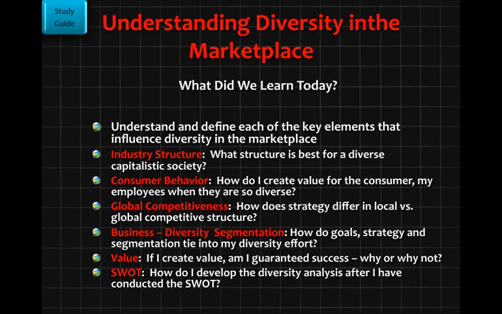So what did we learn today? Well, we learned that there's an intersection with diversity in the marketplace and how it's structured. And it's important to understand that from a capitalistic standpoint, consumer behavior creates value not only for the consumer, but then for a company, employees. Understanding how to create that value proposition is important. Global competitiveness: how does strategy differ on a local basis versus a global competitive structure? And really now in the 21st century, we're operating globally. And then the business diversity segmentation.